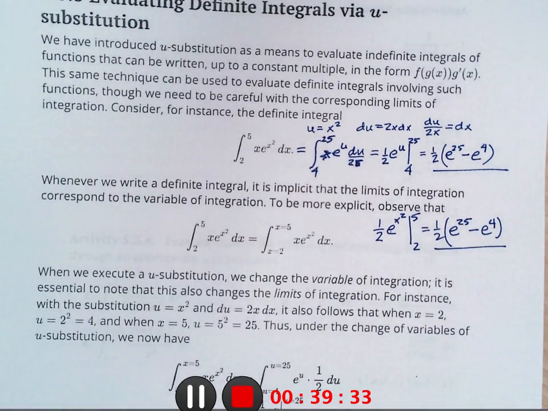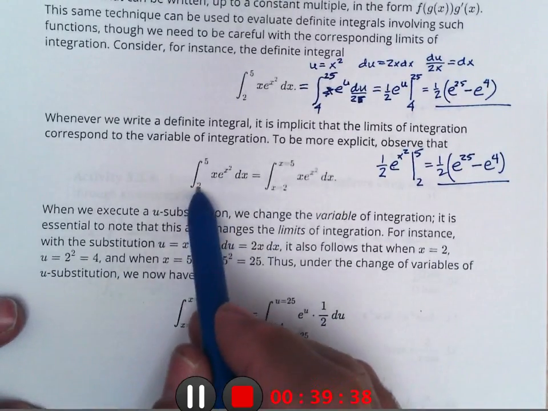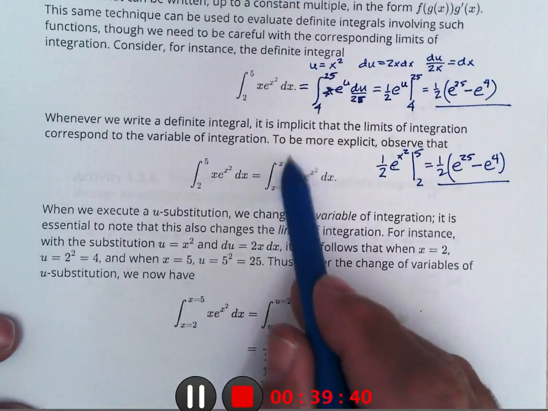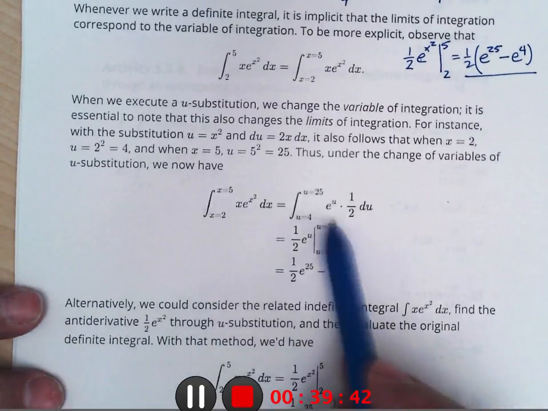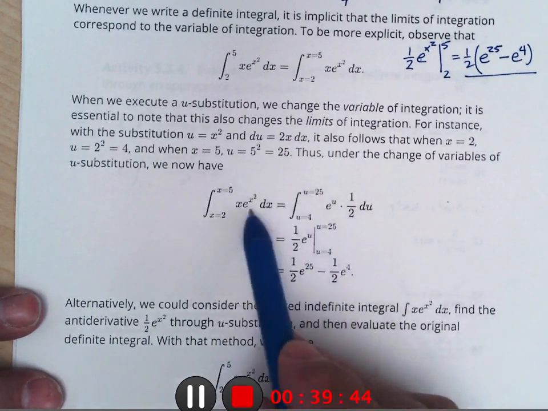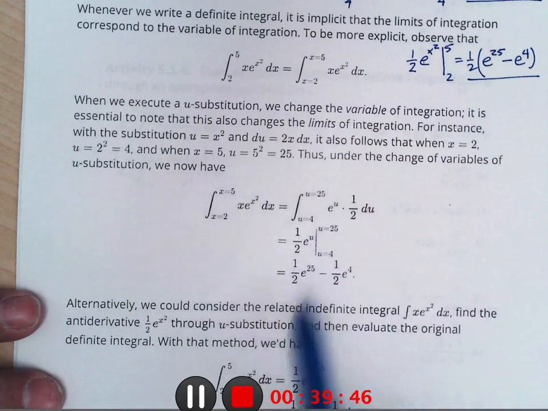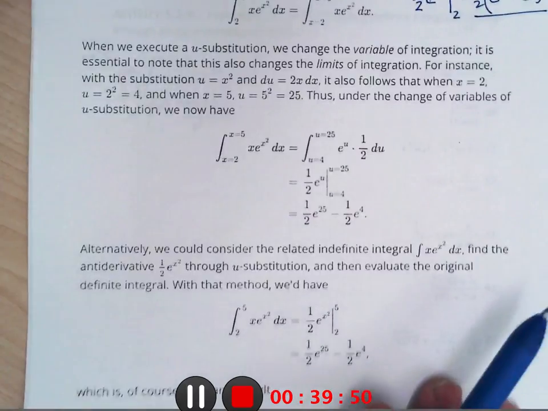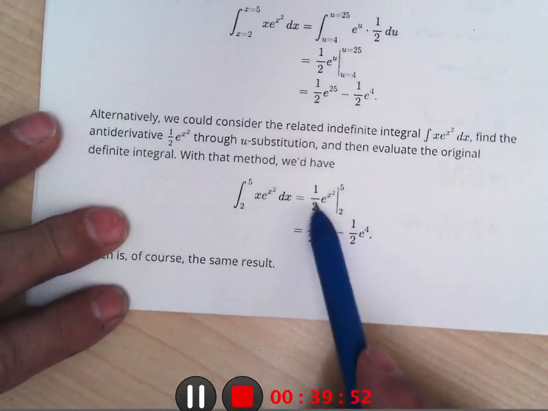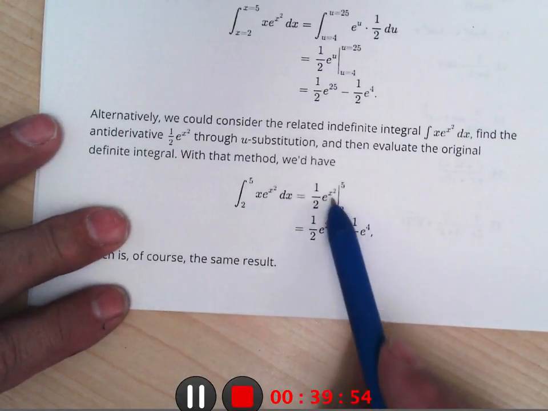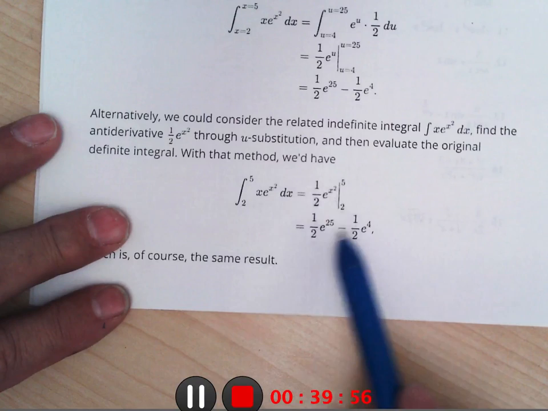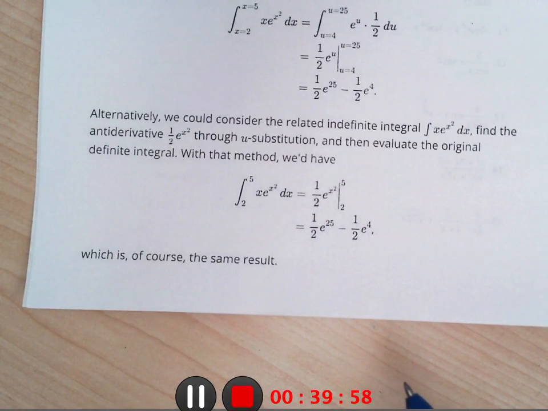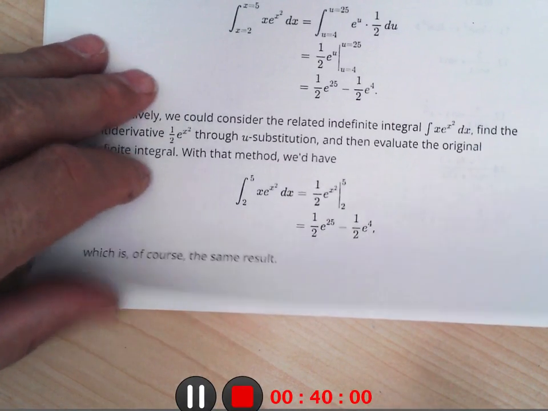Okay? So that's what they're trying to show you here. They go 2 to 5 on this. They change to 4 and 25 when we go to e to the u, and then we solve it that way. Or we keep the x limits if we don't use u, but go back to the x squared, and we get the same answer. So here's a few to practice on.